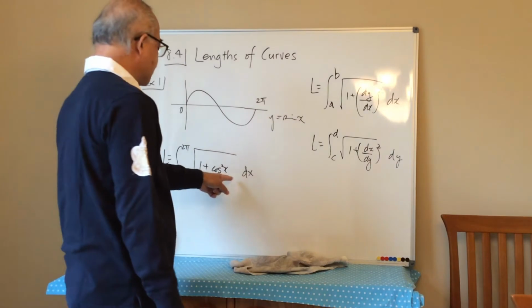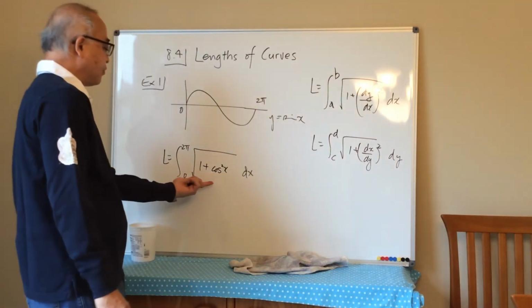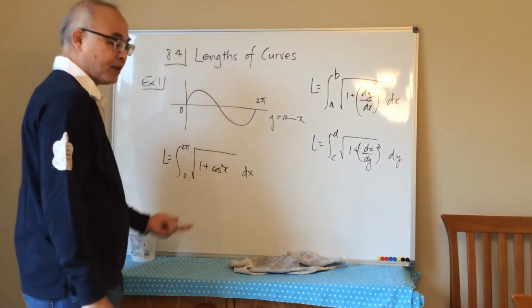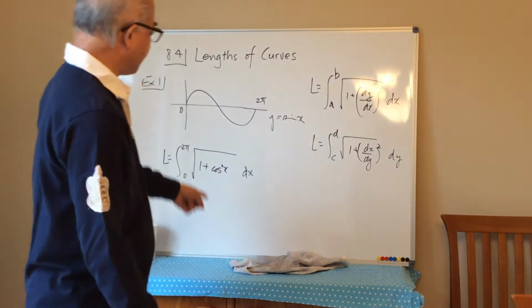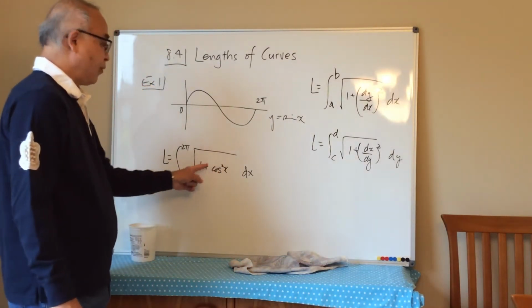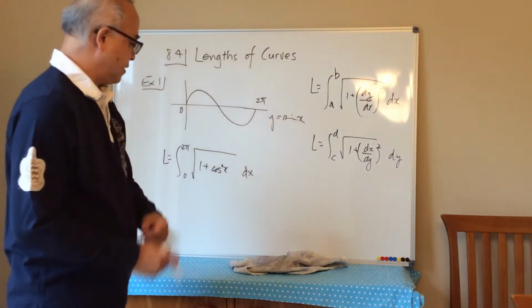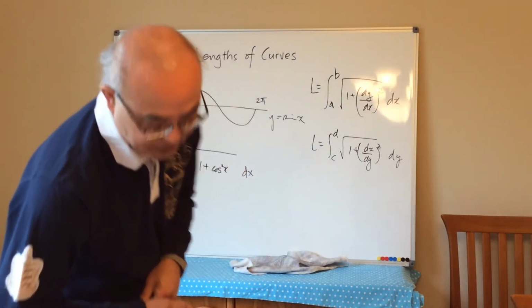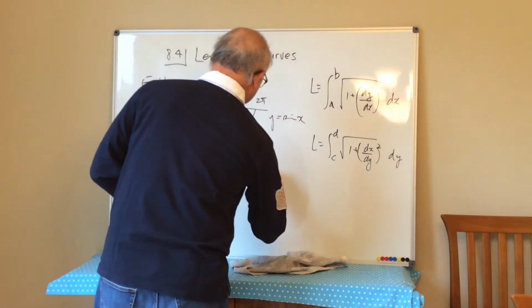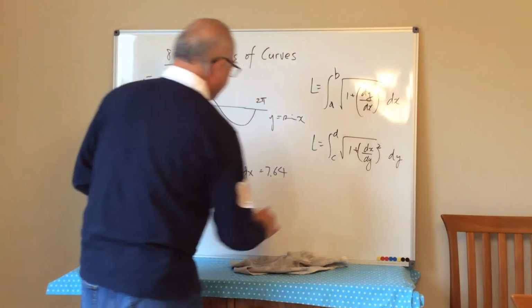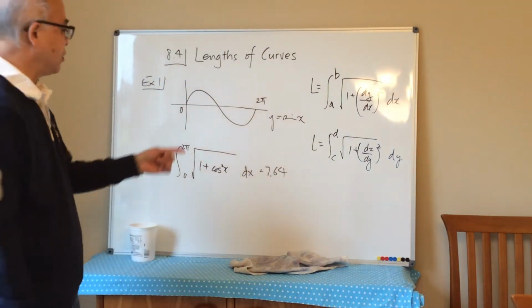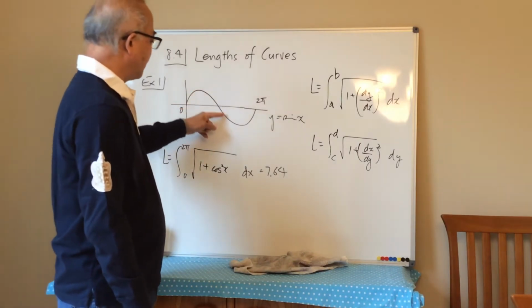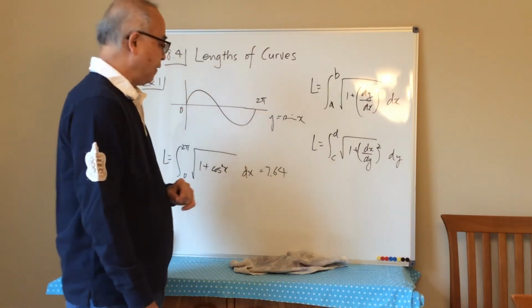How am I going to do this? You're actually going to have to just nInt this, because I have this x squared in here and I don't know what to do with it. If we nInt this, it ends up being 7.64. There you go, that's it. We have calculated the length of the curve from here to here.